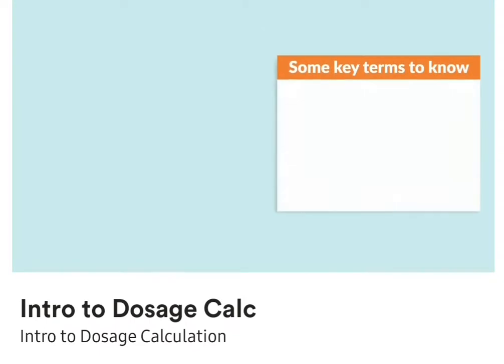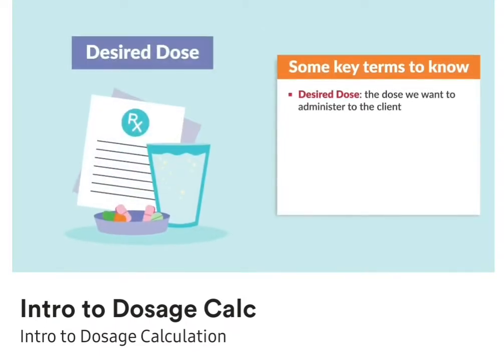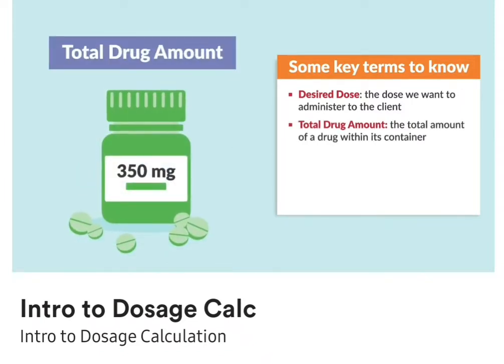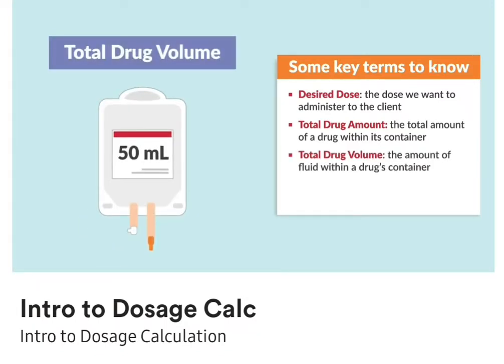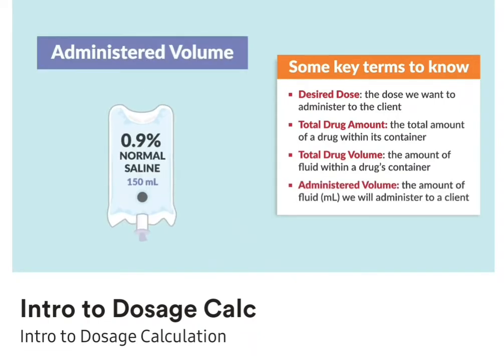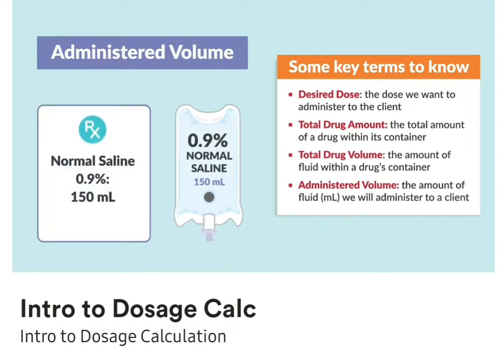Now, some key terms to know is desired dose, so that's the dose we want to administer to a patient. The next key term is total drug amount. This is the total amount of the drug within its container. Next is total drug volume. This is the amount of fluid within the drug's container. And the last one is administered volume, the amount of fluid in mLs we will administer to a patient here.